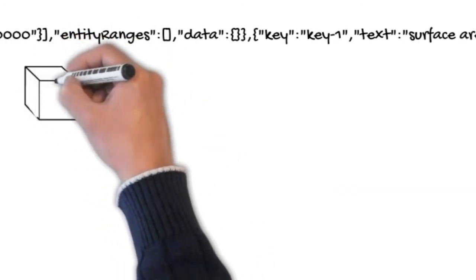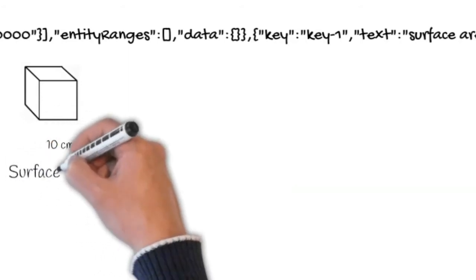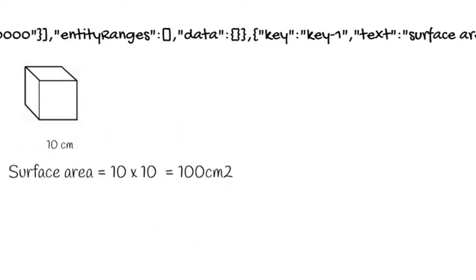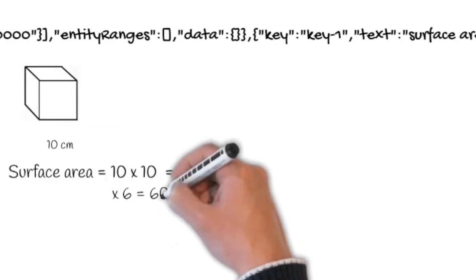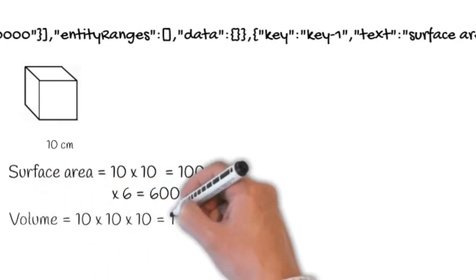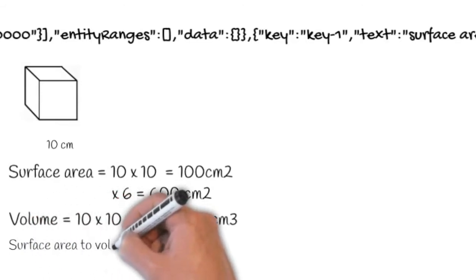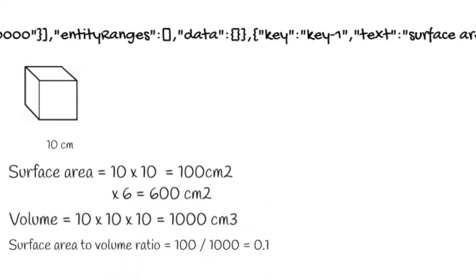Let me explain to you with an example. So here we have a cube, and each of the sides is 10 centimeters. To work out the surface area, we could do 10 times 10 to work out the surface area of one square. We times this by 6 because there are 6 squares, to give us 600 centimeters squared. To work out the volume, we do length times width times height, so 10 times 10 times 10, and it gives you 1,000. The surface area to volume ratio is therefore 600 divided by 1,000, which is 0.6.